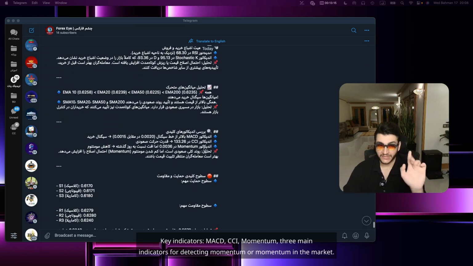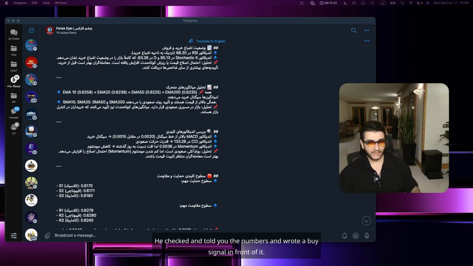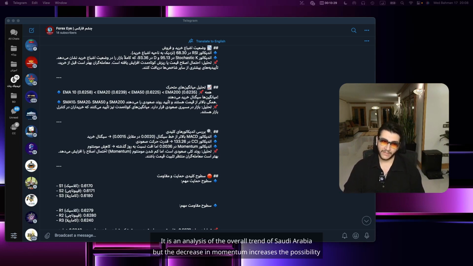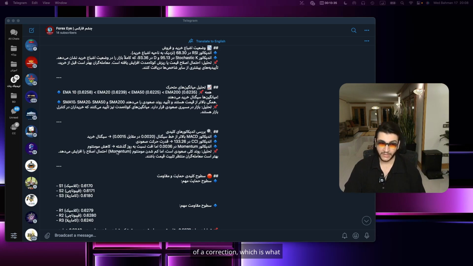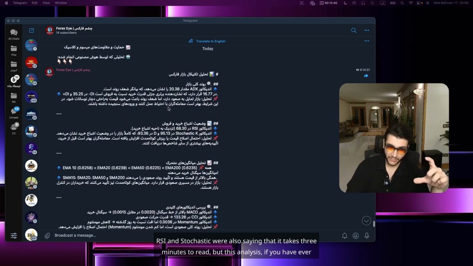Key indicators: MACD, CCI, momentum, the main indicators for detecting momentum in the market. He checked and told you the numbers, and wrote a buy signal in front of it. CCI said the strength of the upward movement. Momentum said we have a decrease in momentum. It is an analysis of the overall uptrend, but the decrease in momentum increases the possibility of a correction, which is what RSI and stochastic were also saying.